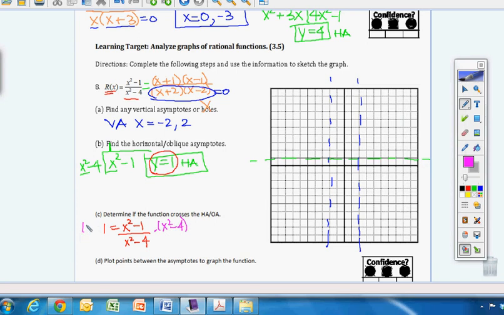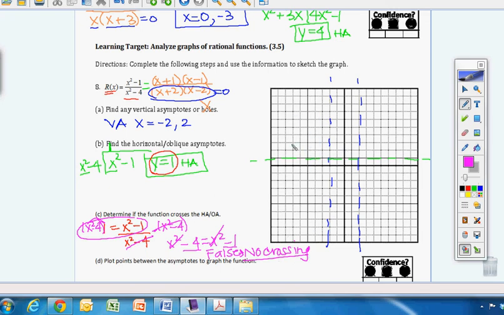-4 on both sides. So these go away, and now I'm left with up here. We distribute our 1 in here, so we'd be left with x² - 4 equals x² - 1. We got x² on both sides, so they go away. So I'm really left with -4 equals -1, which is false. So that's telling me there's absolutely no crossing. No crossing at all. So I cannot cross this at all.